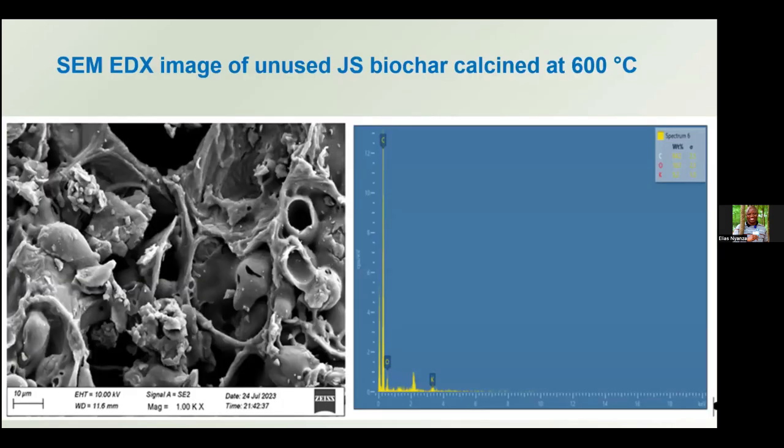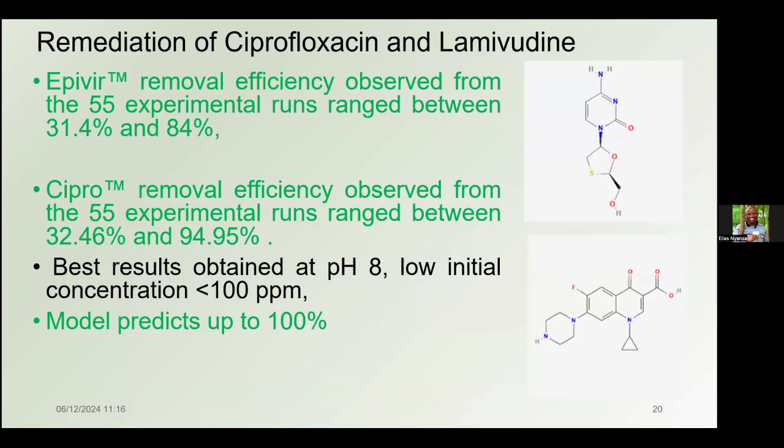So you can see the peak on the machine, if we want to now analyze what has been absorbed by the biopolar, this is how, using the SEM EDX image, at a temperature of 600. So, for instance, if you look at this particular antibiotic, removal efficiency observed, the 5 experimental runs that we did at first was at 31 to 84, but we were able to optimize it up to 94%. So you can see, for instance, for Cipro, that it is slowly optimizing at different pH and different temperature. So you play on that until you have the optimal results.